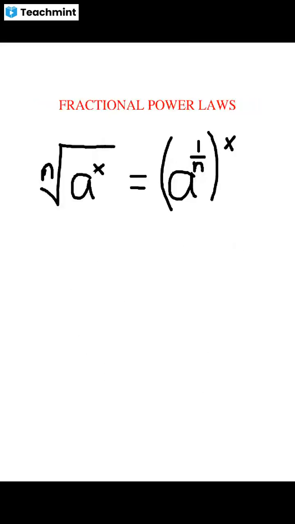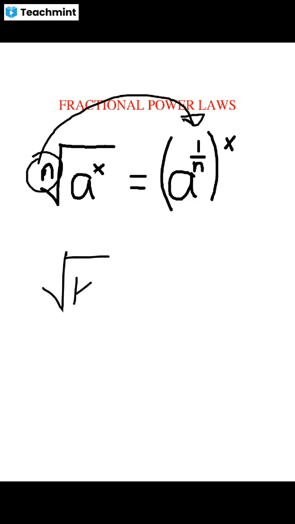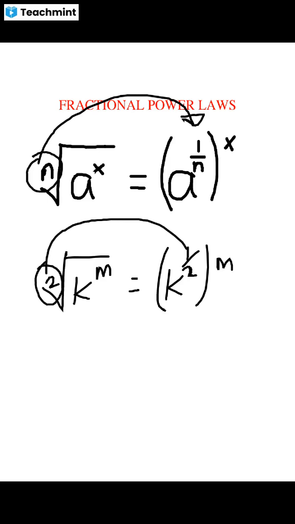The fractional power law tells us that if you have an nth root, the root will become a fractional power. Like now, if I have the nth root of a to the power m, this is going to be a raised to power m over n. The n, the root, will become a fractional power here, multiplied by m, because m is the power. So that's all about this.